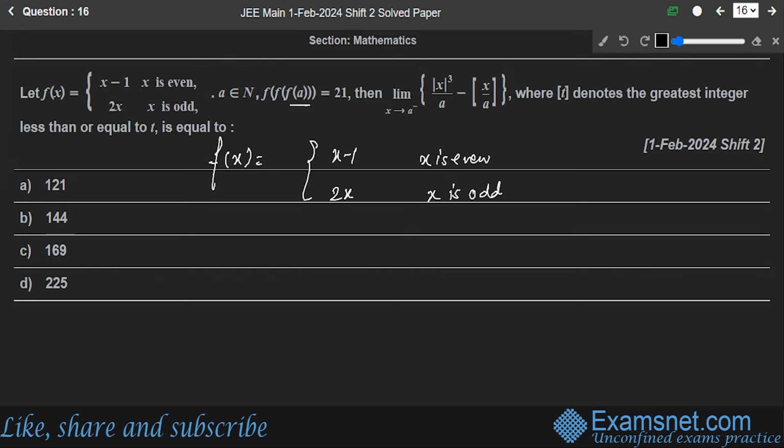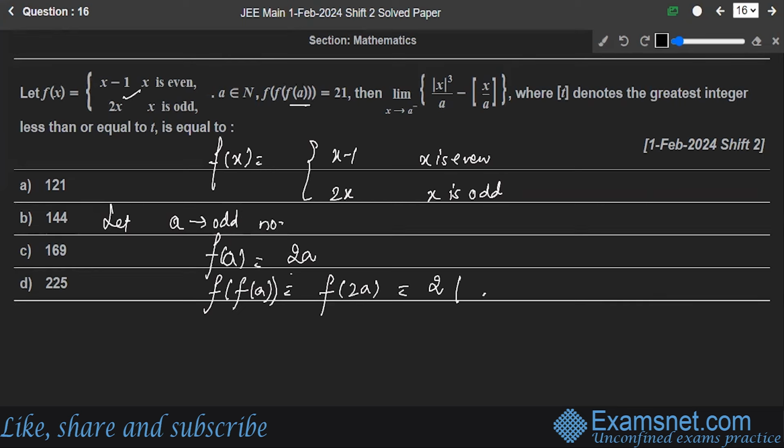So you have to consider, let's say a is an odd number. So f of a will be given by the odd case, that is 2x. So it will be 2a. Now f of f of a makes f of 2a, which is an even function. So that makes 2a minus 1. Right? Now the third one, f of f of f of a makes f of 2a minus 1, which is an odd function. So I will be picking up 2 into 2a minus 1.